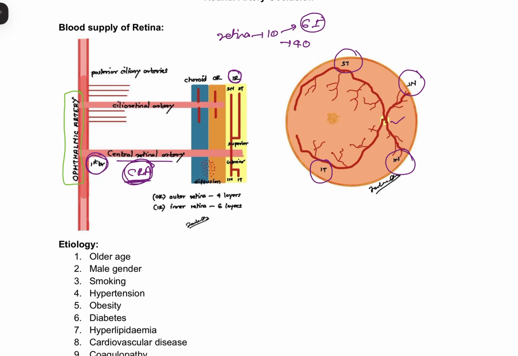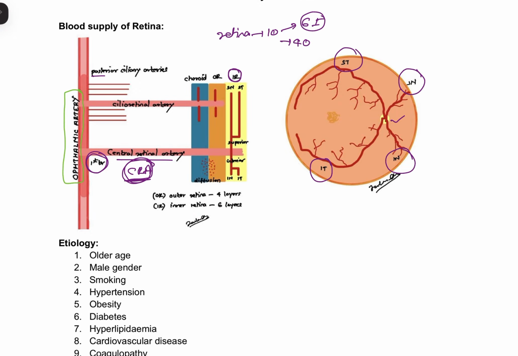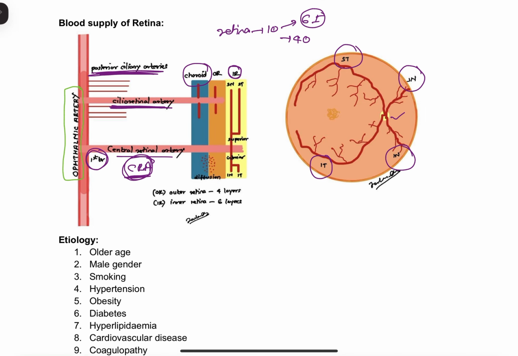Then from the ophthalmic artery itself, you get another group of arteries called the posterior ciliary arteries. In them, the main artery is the cilioretinal artery. This cilioretinal artery will supply your choroid. Behind your retina, you'll have the choroid, right? And from the choroid, through diffusion, it will supply the outer 4 layers of your retina. So this is the main blood supply anatomy of the retina. This is very important in localizing the site of arterial occlusion.